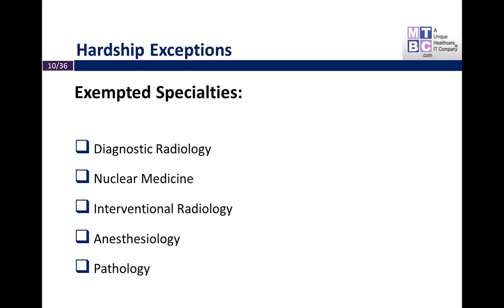So if an eligible professional is classified in the Medicare provider enrollment, chain and ownership system, that is PECOS, as having one of the following 5 specialties with their respective codes as their primary area of practice, they do not need to submit the hardship exception application. They will automatically be granted hardship exception and will also get exemption from the 2015 payment adjustment based on the data in the PECOS. The exempted specialties are diagnostic radiology, nuclear medicine, interventional radiology, anesthesiology, and pathology.